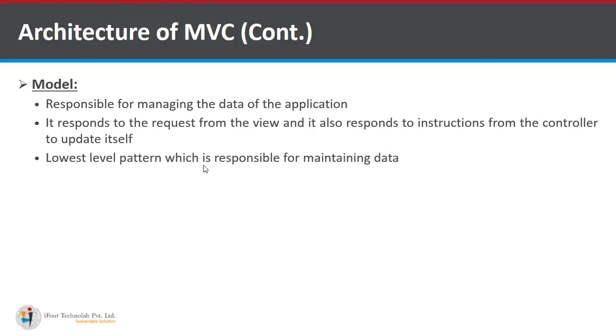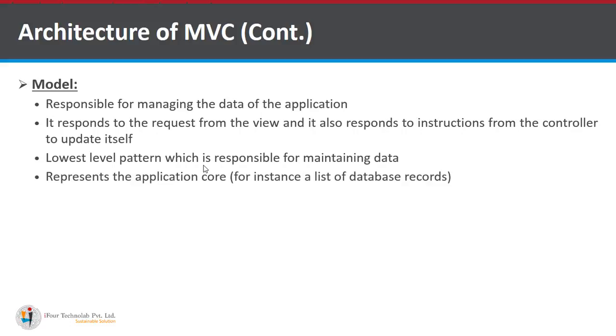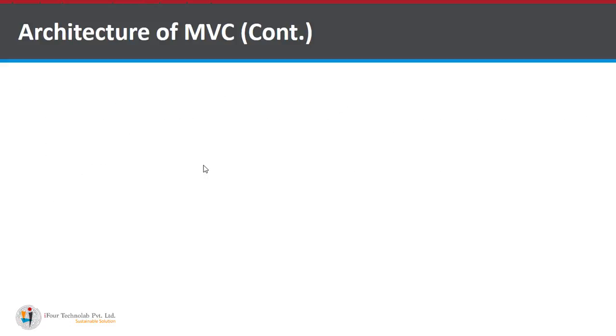It is the lowest level pattern which is responsible for maintaining data. It represents the application code, for instance a list of database records. It is also called the domain layer. Model is also called as domain layer.